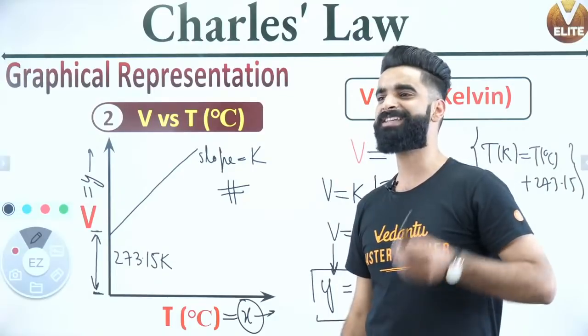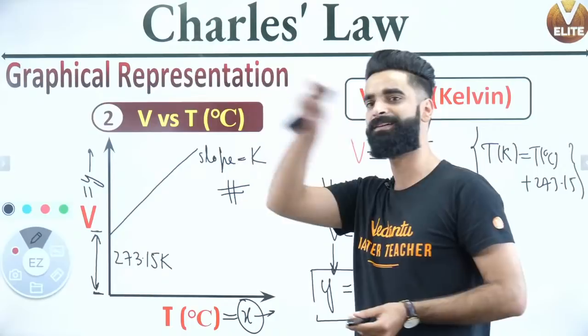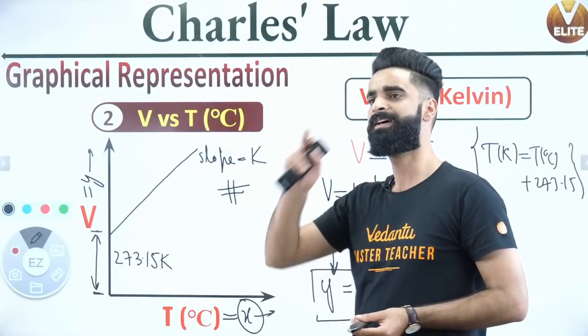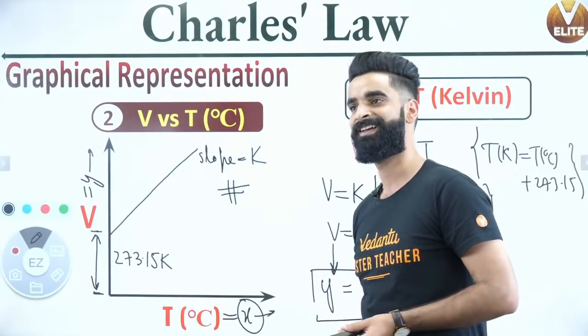A lot of people are asking about yesterday's answers. Yesterday's answers, PV versus P, right? That's a straight line parallel to the pressure axis. Similarly, PV versus V, that's again a straight line parallel to the volume axis.